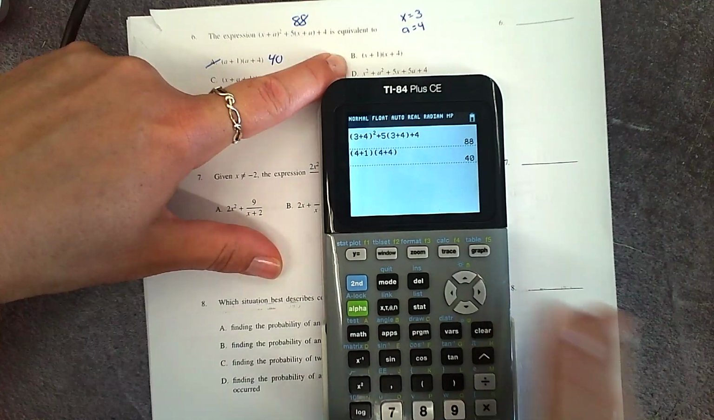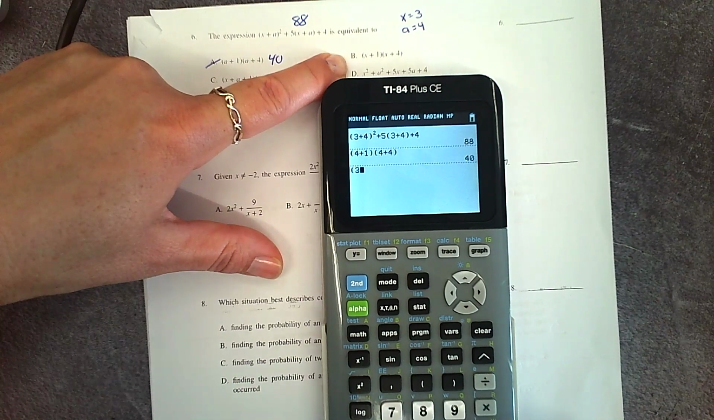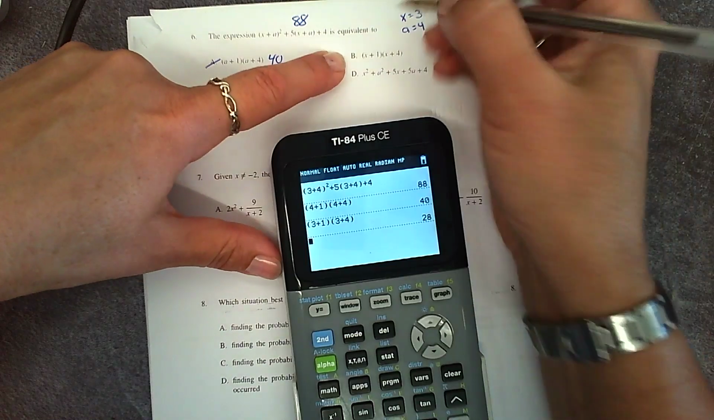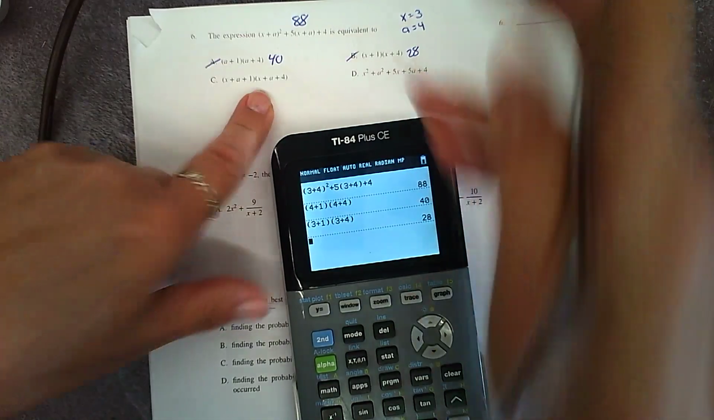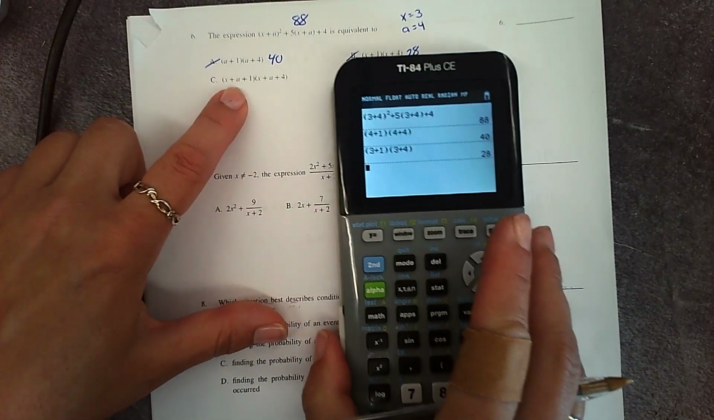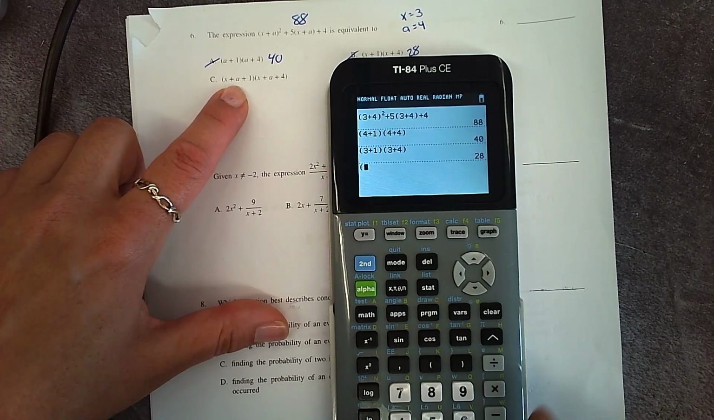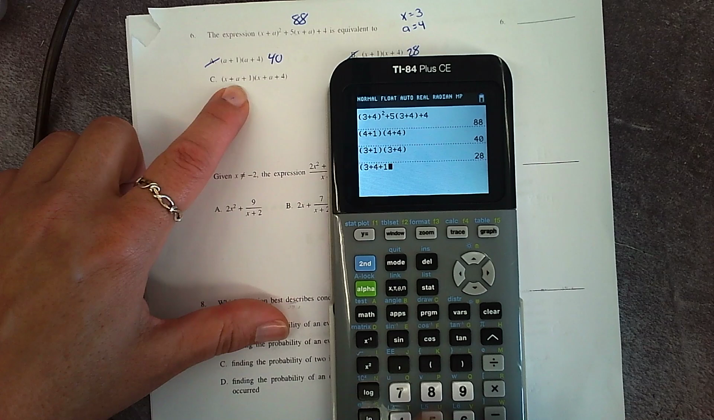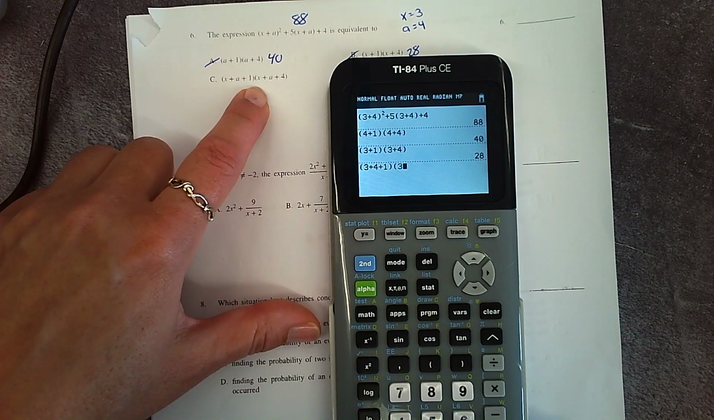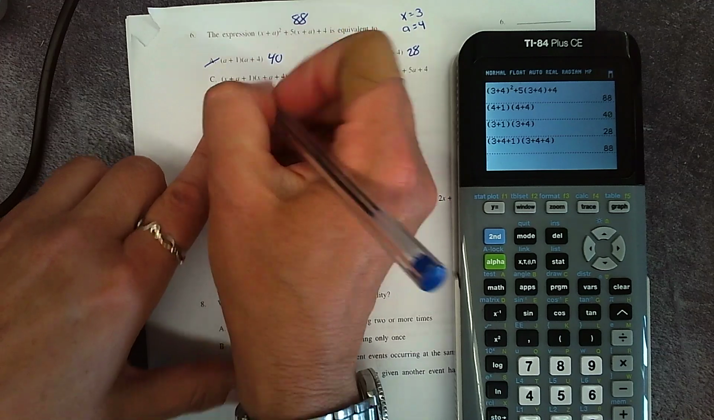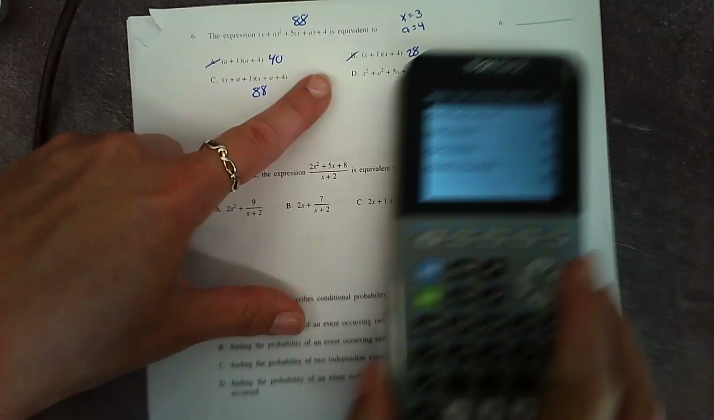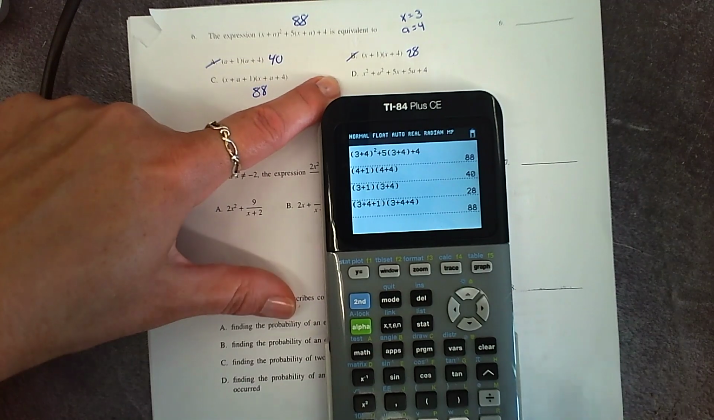Try B. We're going to plug that in. So 3 plus 1, 3 plus 4, 28. That's a no. So let's try this one now. 3 plus 4 plus 1, 3 plus 4 plus 4, 88. That's looking like it. But I'm going to try this one just in case.